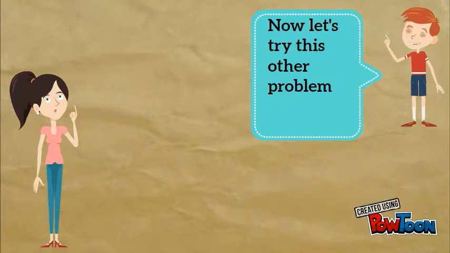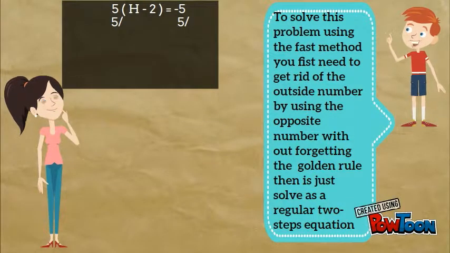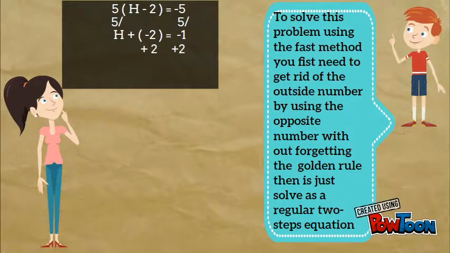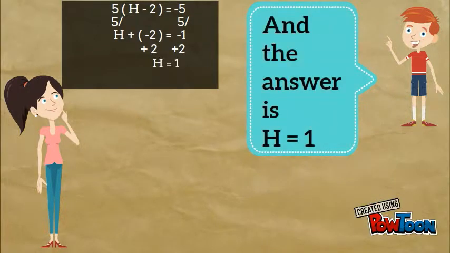Now let's try this other problem. To solve this problem, use the fast method. You first need to get rid of the outside number by using its opposite number, and then just solve as a regular two-step equation problem. And the answer is h equals 1.